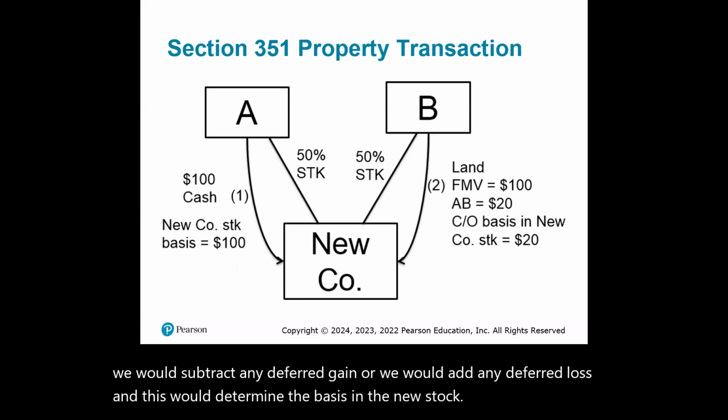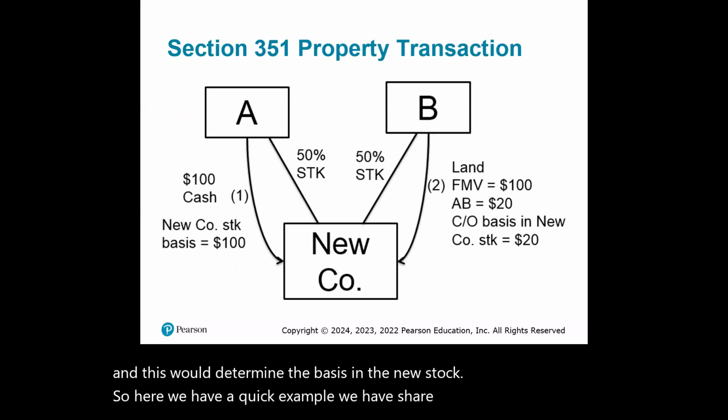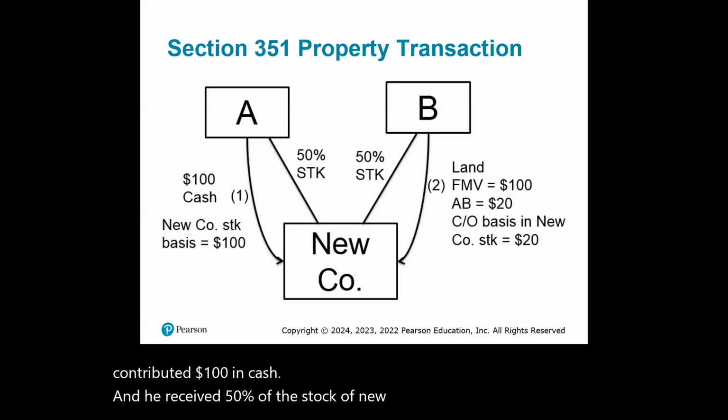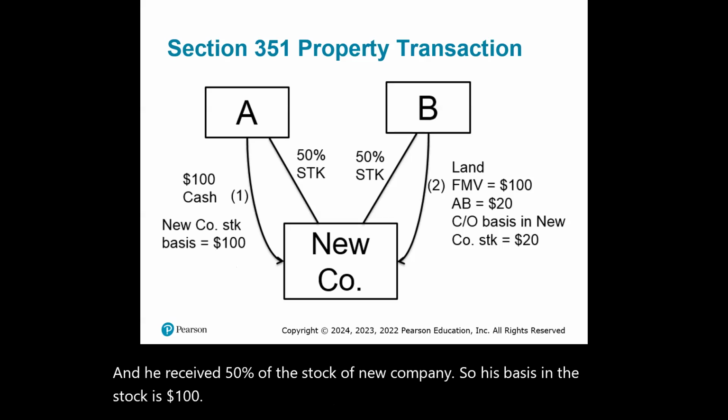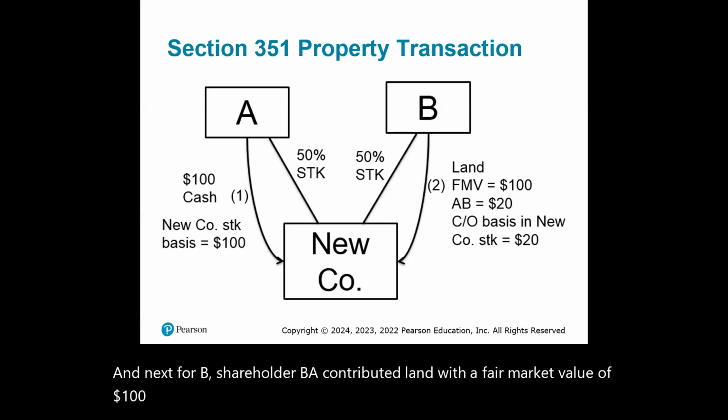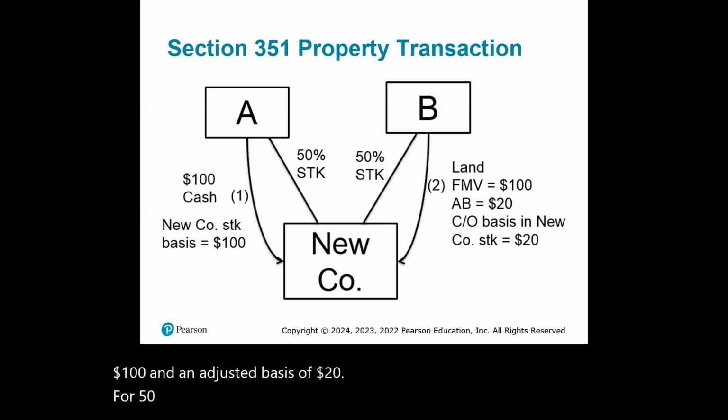So here we have a quick example. Shareholder A contributed $100 in cash, and received 50% of the stock of the new company. So his basis in the stock is $100. Next, shareholder B contributed land with a fair market value of $100 and an adjusted basis of $20 for 50% of the stock. So in this case, the basis in the new company stock is $20.